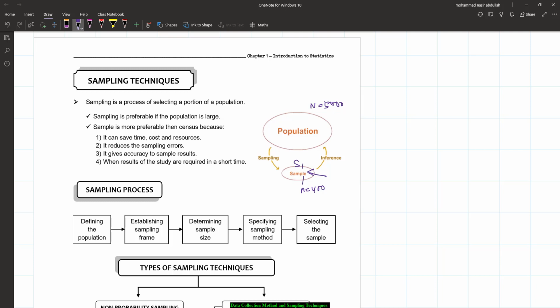So in a sample can have many observation, and this observation is called a sampling unit, right? This is what we call a sampling unit, and this is sample number 1. We can have another sample, which is sample number 2, N equal to 400 as well, and this 400 is called sampling unit as well, right?